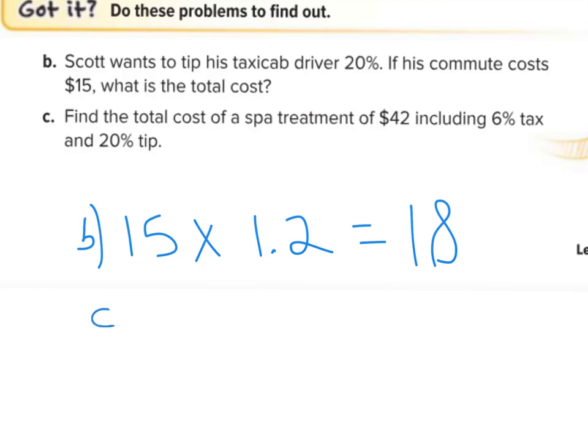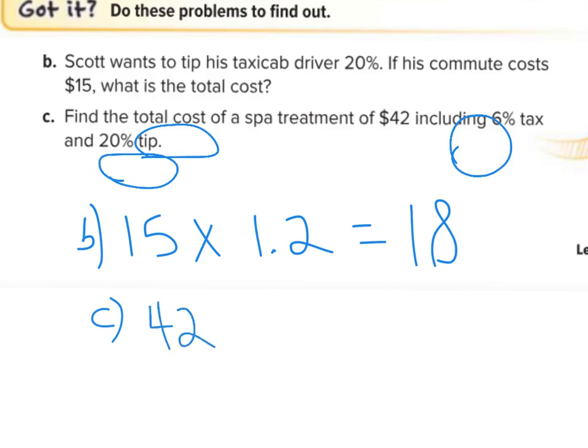Okay, let's try C. Pause the video if you haven't done so, and try C on your own. Find the total cost of a spa treatment of $42, including 6% tax and a 20% tip. Okay, let's do it the way the textbook did it. 6% tax and 20% tip is 26%, right? So we're going to take our 26%, but we're going to put a 1 in front of it. So we're looking for the total cost after the 6% and 20% markup.